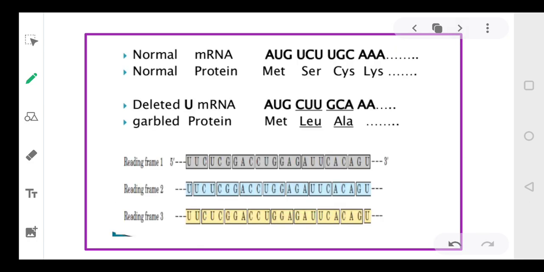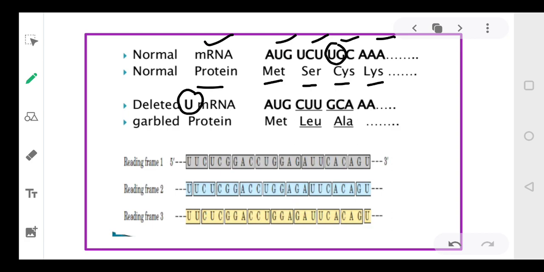Now suppose we are taking a sequence. Normal mRNA has a sequence AUG. This is a normal mRNA sequence, right? AUG, UCU, UGC, AAA. And the protein that will be made is methionine, serine, cysteine and lysine, right? Now just imagine that the U has been deleted. See here, U has been deleted.